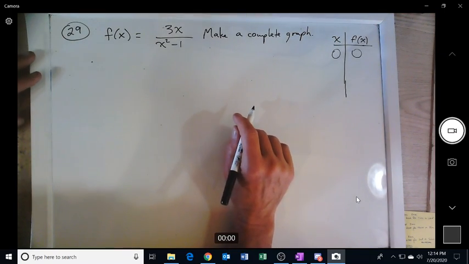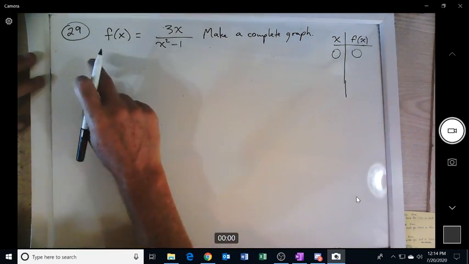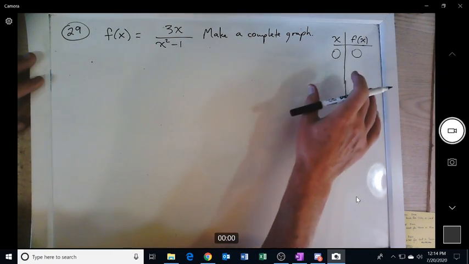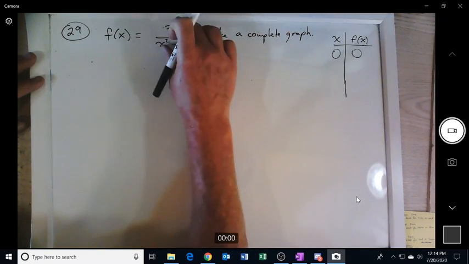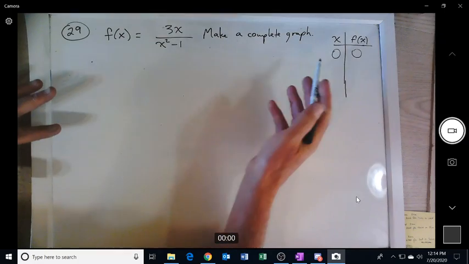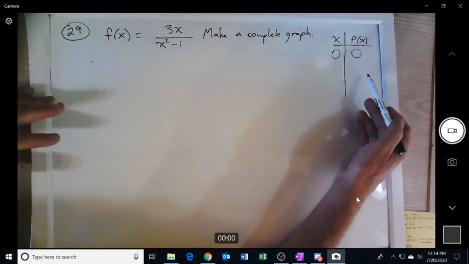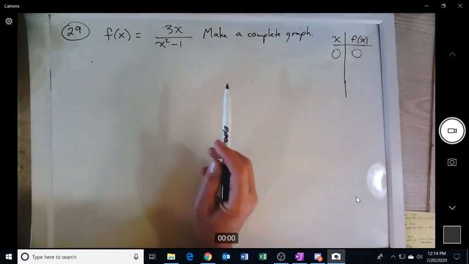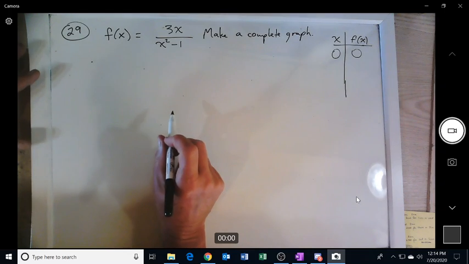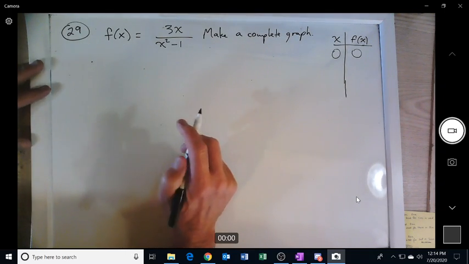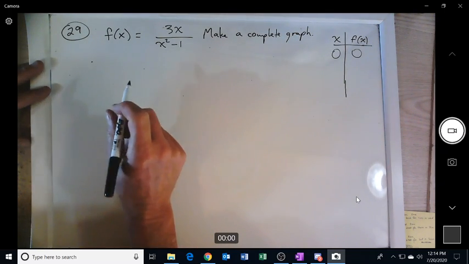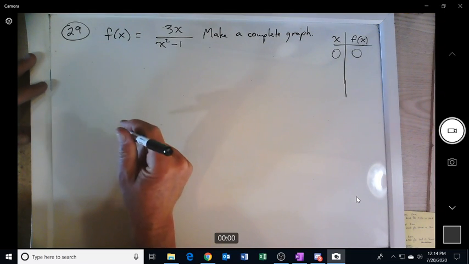As far as intercepts go, that's the only thing we need to have. Try to set the x equals 0, then try to set the y to 0. But this already has the y being 0, so it's got all intercepts here. And then we're going to try to find our critical points.